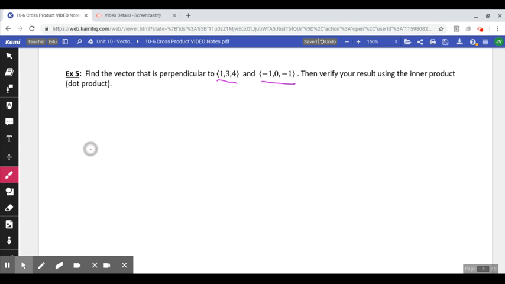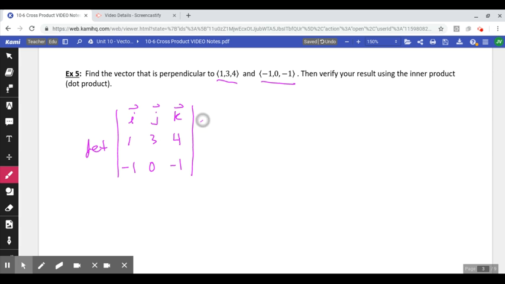We still start these off the same way by creating a 3 by 3 matrix. The top row is going to be i, j, and k. Those are our unit vectors. And the coefficient of each one of those unit vectors is going to give us our x, y, and z components. Then we write down each vector that we are given. So 1, 3, 4 goes in the next line. And then the last line here is going to be negative 1, 0, negative 1.